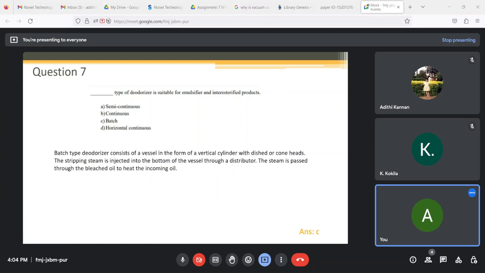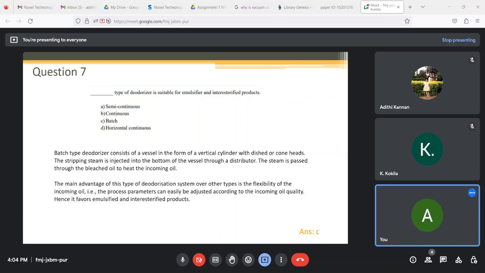This is because in a batch deodorizer, you basically have a vessel, a vertical cylinder, with dish and cone heads. You'll have steam coming to one end, that is the bottom of the vessel, and this steam is passed through the bleached oil to heat the incoming oil. Everything will be done in a batch process where you will not be taking out anything. So you will have steam coming in one end, oil coming in the other end, and this will heat up the oil to start the deodorization step.